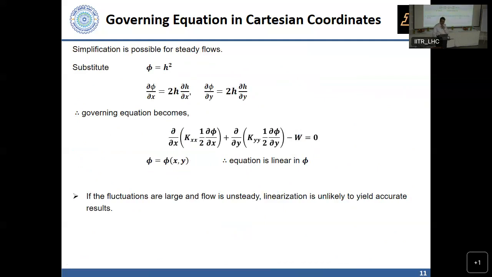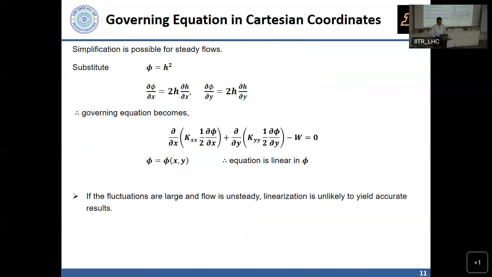Okay. If fluctuations are large, meaning changes in water table height are large relative to the thickness of the aquifer, so they're not small, and if the flow is unsteady, that means there is the right-hand term with dH/dt, then one can still go ahead and linearize, but you have to expect that your linearization is not going to be close to the solution to the nonlinear equation. So it's unlikely to be accurate.